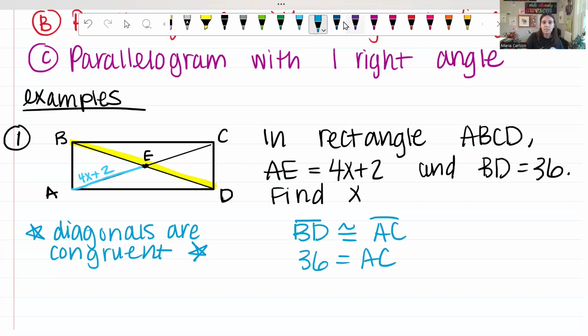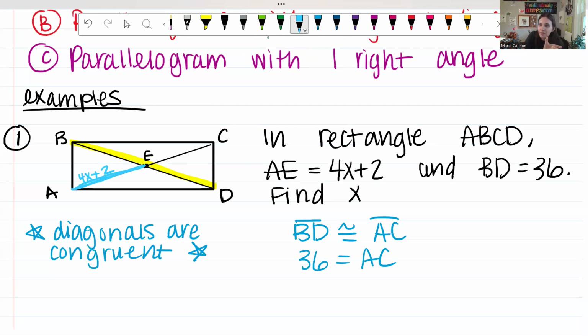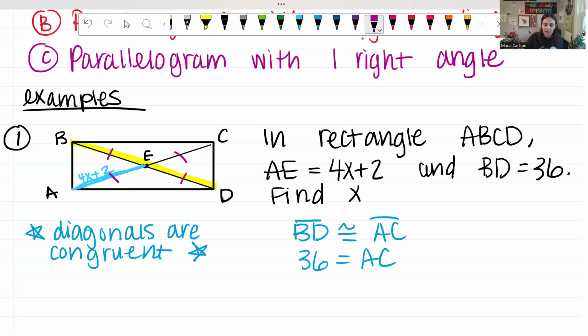Now, let's think about the piece that we know. We know this AE portion, right? This AE, which is half of the entire diagonal. Since this is a parallelogram, I know that BD bisects AC. So AE is congruent to EC, which is also congruent to BE and ED because it's a rectangle and our diagonals are congruent.